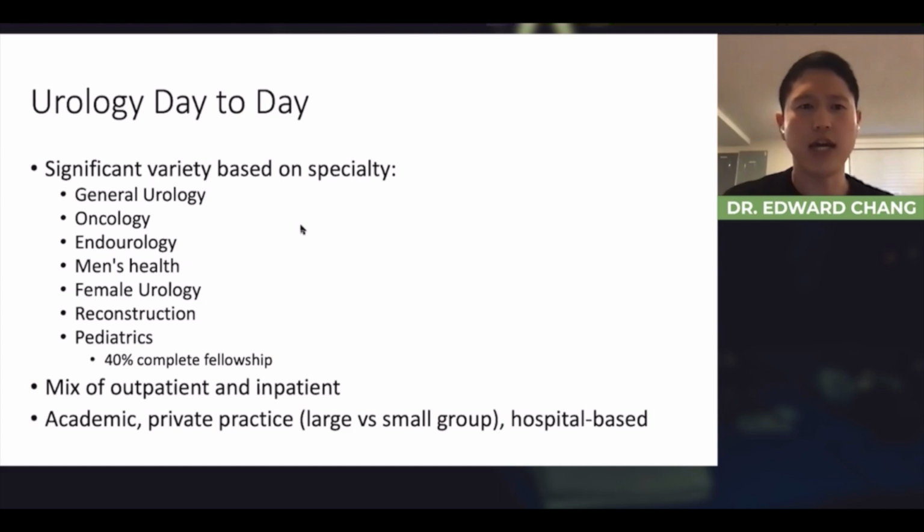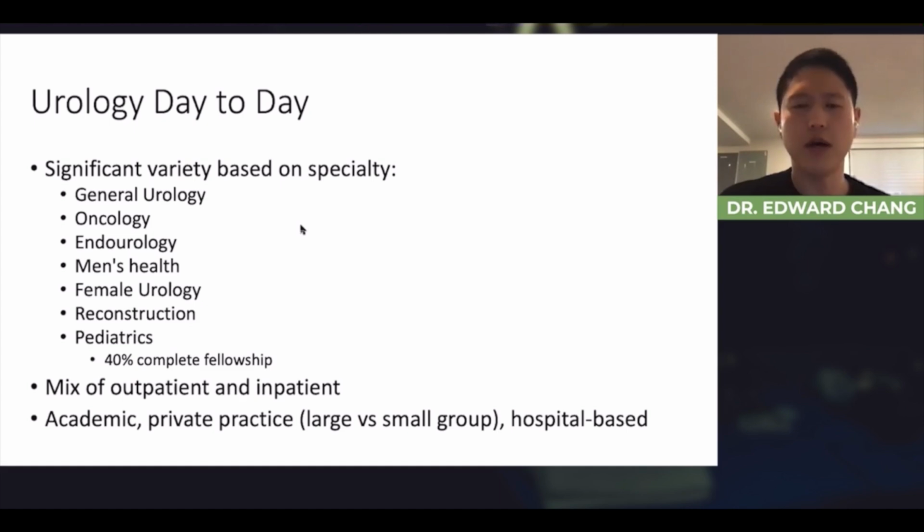The urology day-to-day, Sam asked this earlier, what does the lifestyle look like? It really depends on your specialty. There are a lot of different subspecialties within urology, which is surprising because urology is already a pretty subspecialized field. It ranges anywhere from general urology to pediatric urology, oncology. The specialties that end up having more demanding hours are those that take care of sicker patients, so the urologic oncologist. Whereas general urology, men's health, female urology, a lot of that is outpatient based.